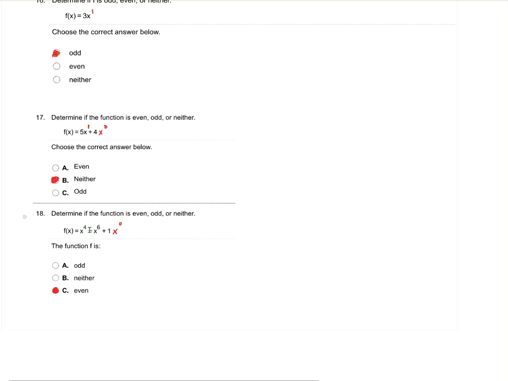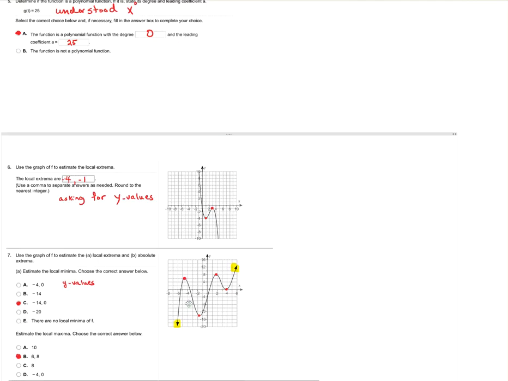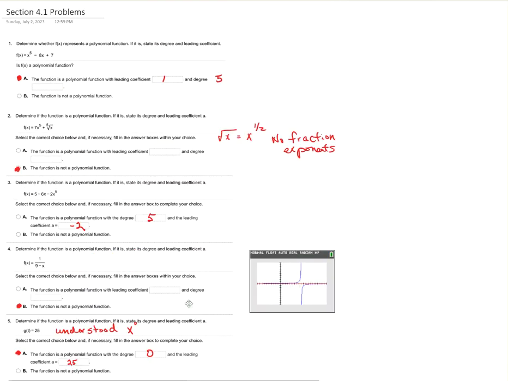And this one, we've got 4, 6, and an x to the 0 there, so they're all even. So that one is even. So I think that will get you going on 4.1.